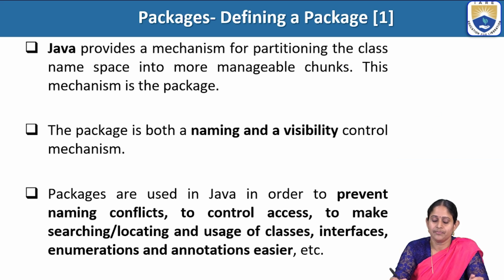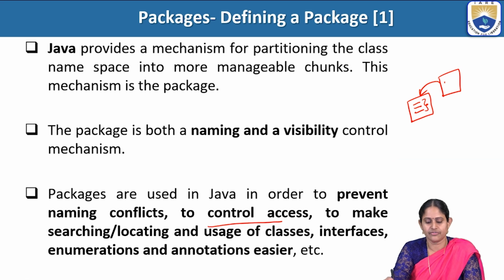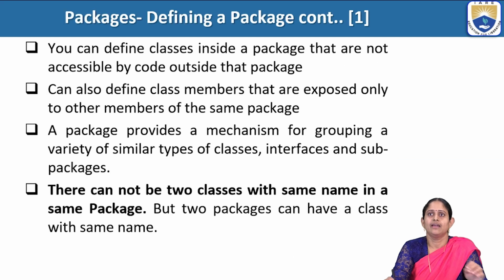And to control access, that is, if you have some variables defined inside one package, a method from an outer package may not be able to access all the variables inside that particular package. By specifying the access specifiers, we can limit the access of members of one particular class or package by another. Then it makes the searching and locating of classes, interfaces and enumerations easier. So we can define classes inside a package that are not accessible by code outside that package.